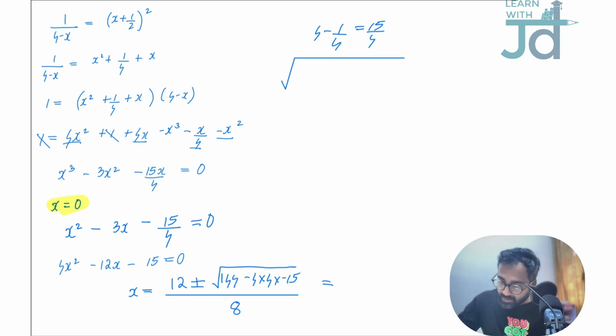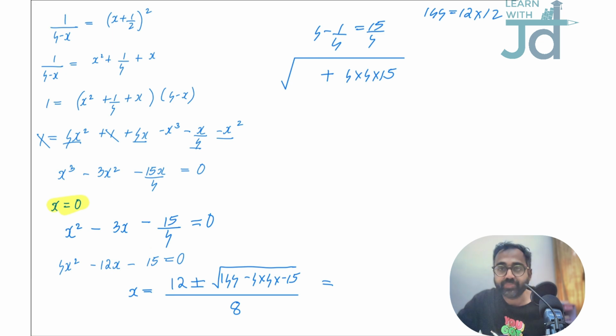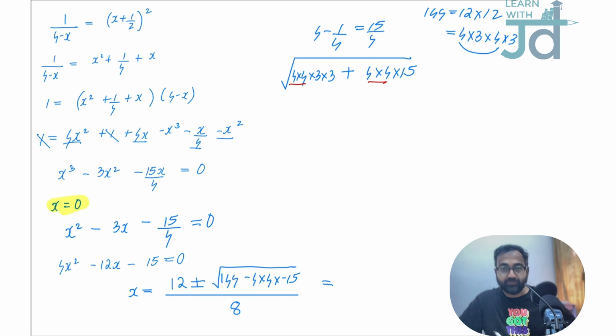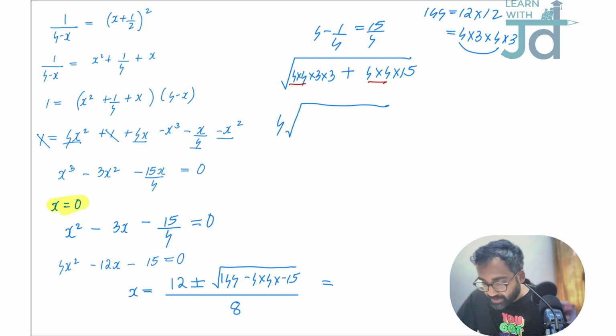Root of 144 minus, this is minus and minus will become plus, so plus 4 into 15. Now one thing I can do, 144 is actually 12 into 12, and that 12 I can write as 4 into 3, and this 12 also I can write as 4 into 3. So I got two 4s here already. So 4 into 4, and the remaining I will write 3 into 3. Now 4 into 4 is common, but when it goes outside the square root, you will get only one 4. So 4, and here it will be 3 into 3 plus 15. So that will be root of 15 plus 9. That will be 4 root 24.